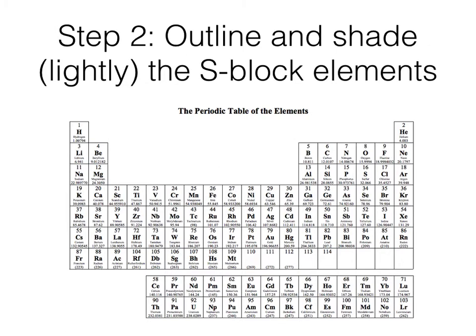The second thing that you're going to do is outline and shade lightly the S block elements. Now it's important that we do this light because you still want to be able to see which elements are underneath it. The S block elements are hydrogen, helium, and then all of the other ones underneath hydrogen. So those are the S block elements. Go ahead and do that. Pause if you need to before we move on.